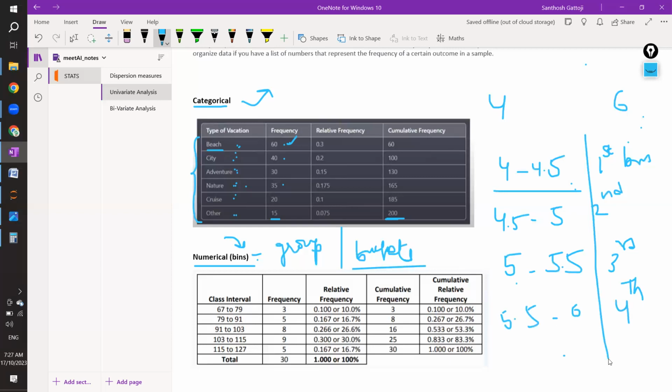Agree, Meghna? Initially, there are infinite values possible from 4 to 6, and we cannot calculate the probability of everything. But if you consider bins, this infinity is reduced to 4. Any person whose height is between 4 to 4.5 will be considered as the first bin, or interval, or group, or bucket. Usually we call them bins. Any person whose height is between 4.5 to 5, second bin. 5 to 5.5, third bin. 5.5 to 6, fourth bin. Similarly for salaries also.